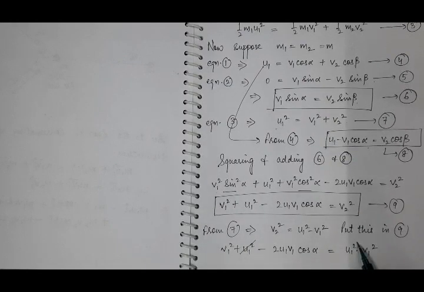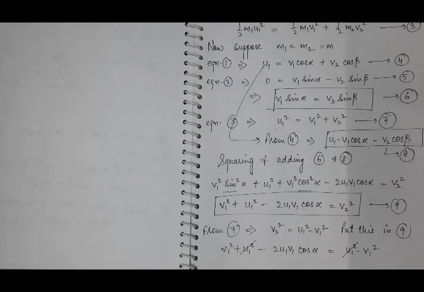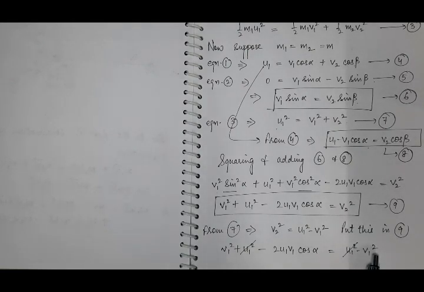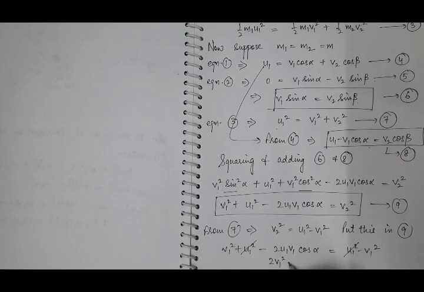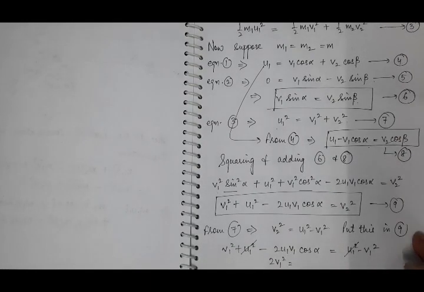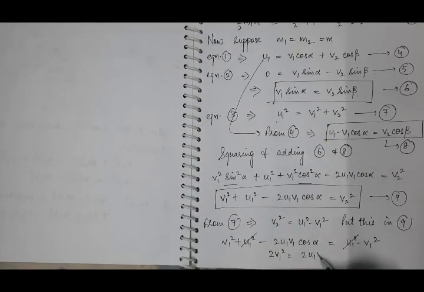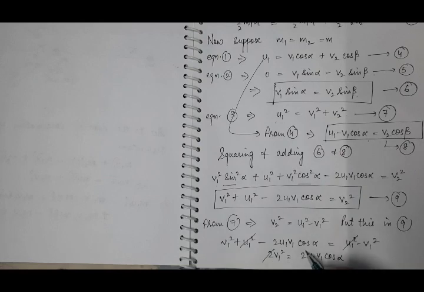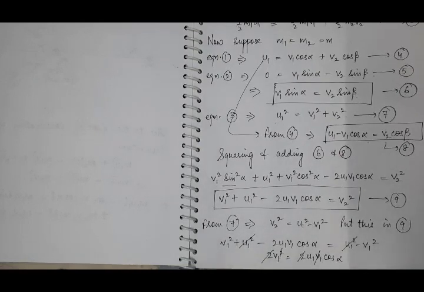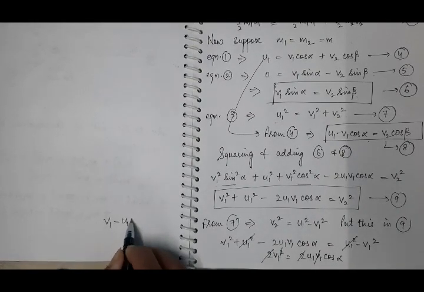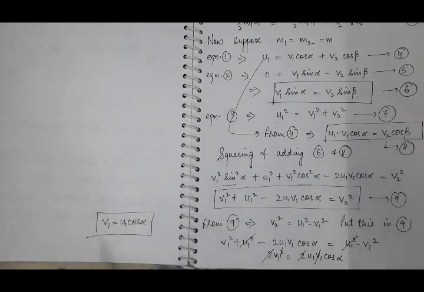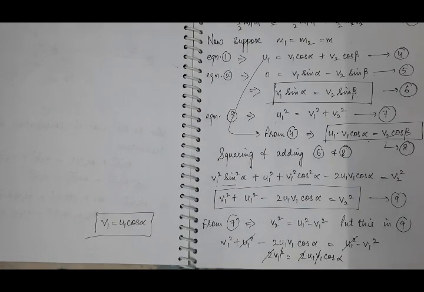So u1 square on both sides will be cancelled out. Move this minus v1 square to the other side, it will be v1 square plus v1 square, that is 2 v1 square. And move this negative term to the other side, it will become positive. So 2 and 2 will be cancelled out, and v1 and v1 will be cancelled out. So we have the expression for v1: v1 is equal to u1 cos alpha. Now we have to find the value of v2.